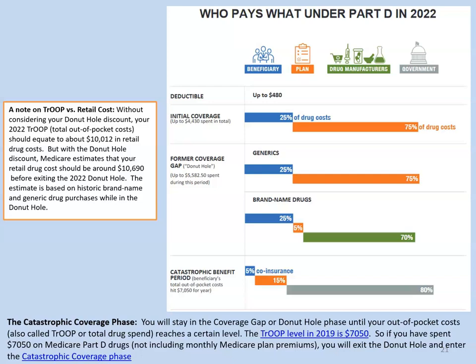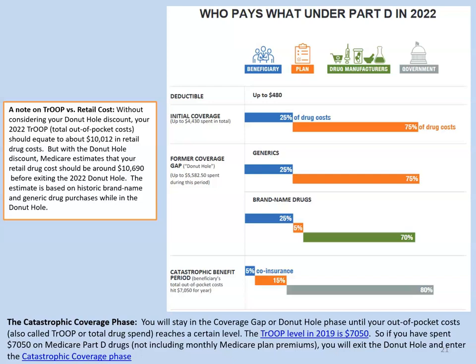All right? Now, something to take into consideration in this catastrophic phase, that you will stay in the coverage gap or donut hole phase, kind of phase 3, until your out-of-pocket costs reach a certain level, and that level is $7,050. So if you spent $7,050 on Medicare Part D drugs, and that doesn't include any monthly Medicare plan premiums, then you exit the donut hole and enter the catastrophic coverage phase.